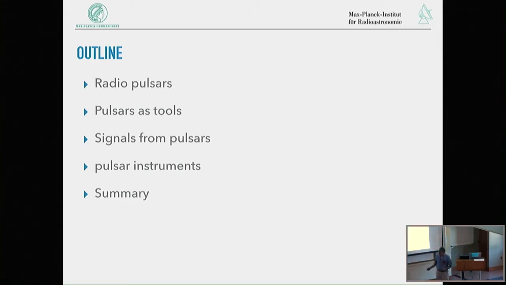This is the outline of my talk. I'll tell something about radio pulsars and how we use pulsars as tools for fundamental physics, just to motivate why we do this. Then I'll tell you how the signals from pulsars look. Guillermo already introduced some of this, so you'll see some repetition here, sorry for that. Then I'll tell something about the pulsar instruments that we have, and finish with a summary.